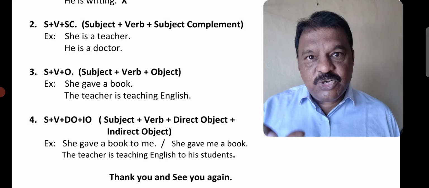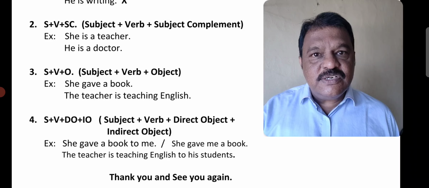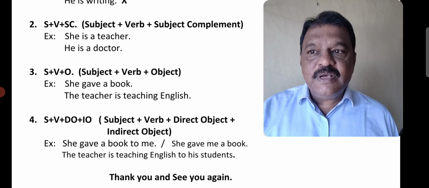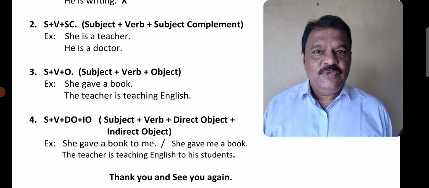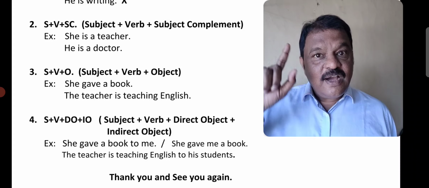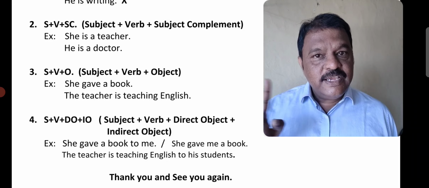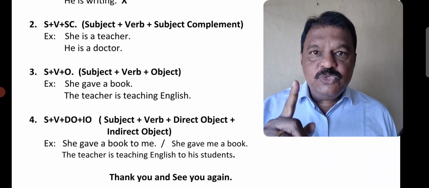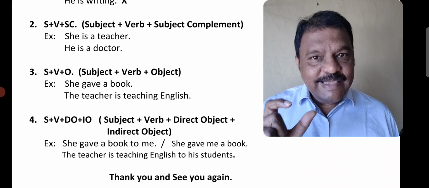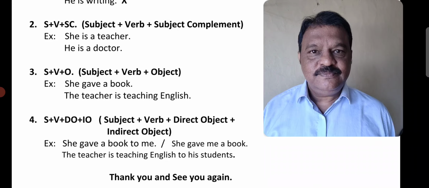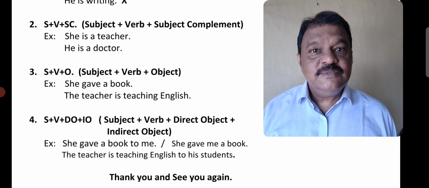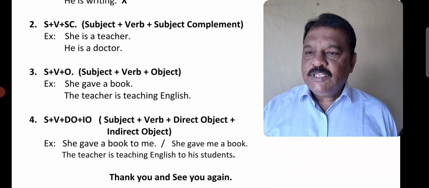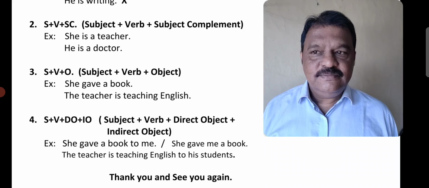So when you place an object, the structure is not S plus V. The structure will become S plus V plus O. You got it? That's the reason under S plus V, I told you, use mostly intransitive verbs. I hope you can follow me. Good. Look at our next example.